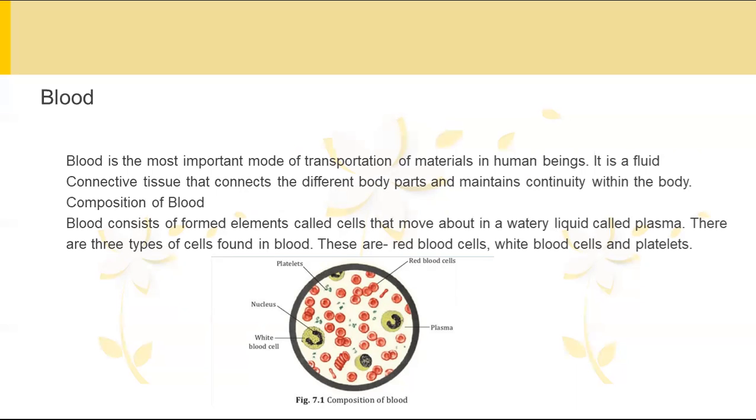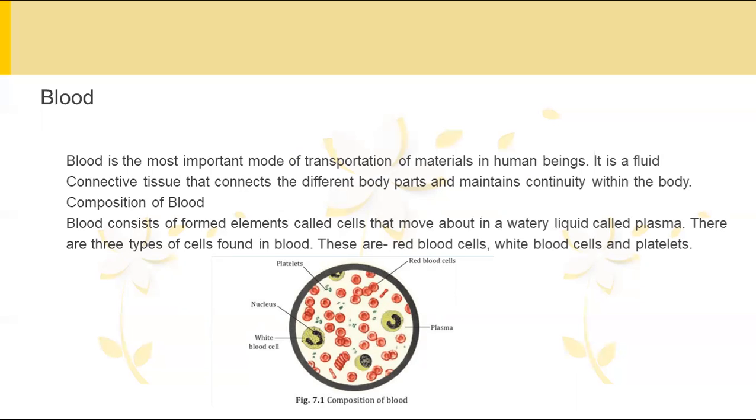Blood consists of formed elements. That means blood consists of blood cells that move about in a watery liquid called plasma. So blood contains blood cells and plasma. There are three types of blood cells found in blood: red blood cells, white blood cells, and platelets. Otherwise, we call them RBC, WBC, and platelets.